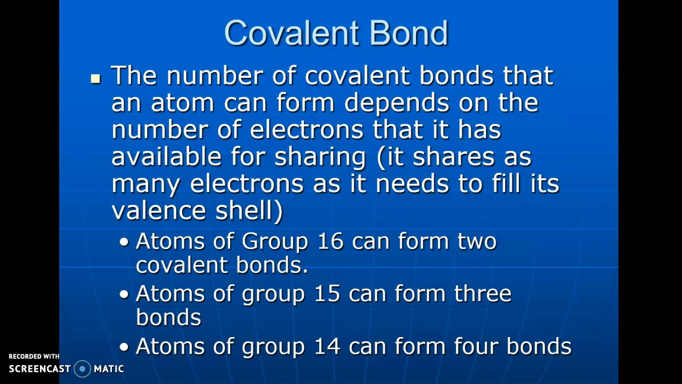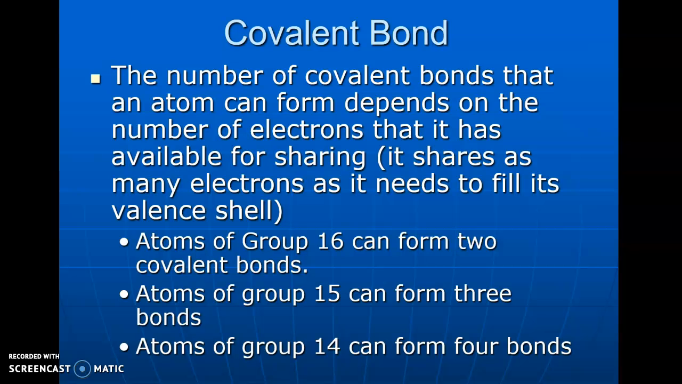How many covalent bonds an atom can form really depends on how many electrons it needs to fill its valence shell. So group 17, that we've already looked at with iodine, forms a single covalent bond because they really only need to gain one electron. So by sharing one electron with another atom, they have completed their valence shell. They have gone from 7 valence electrons to 8.